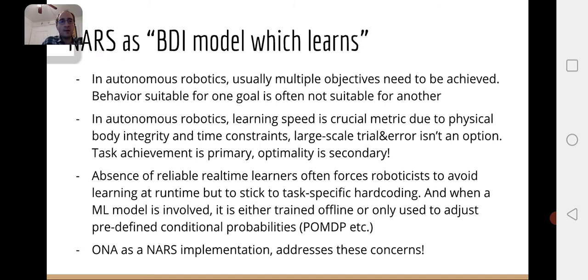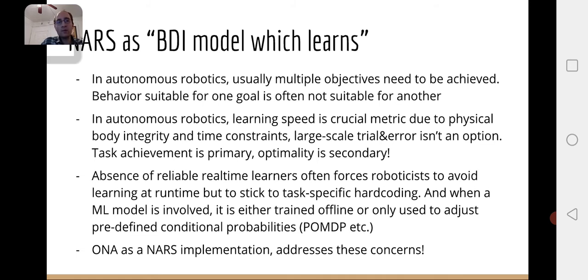So we can say that NAS is like a PDI model which learns. It has some desirable properties which PDI models also have, like the ability to pursue multiple objectives. This is especially important for autonomous robotics. One reward is usually not that interesting. Usually you have multiple objectives which need to be achieved, they compete with each other, and you have them at the same time. And the behavior suitable for one goal is often not suitable for another.